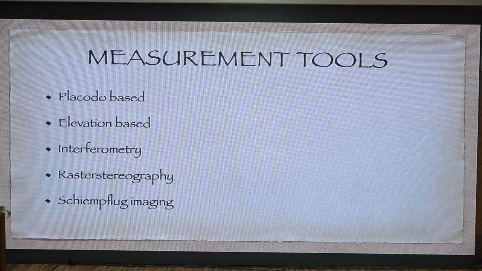Now to look at the corneal study, there are a number of devices available. Placido is a basic structure which is available in the OPD, and one can see whether the cornea has a regular astigmatism or an abnormal one. Then there are elevation-based tools which give us the elevation profile of the cornea. Some are based on OCT or interferometry. Then there is raster stereography, and ultimately, the main topic I will be discussing is Scheimpflug imaging.